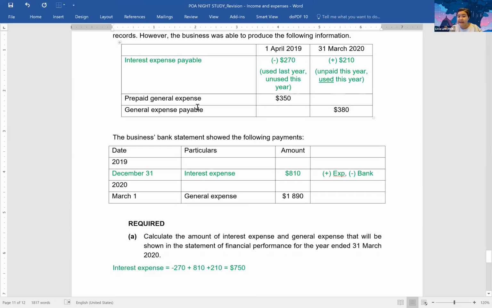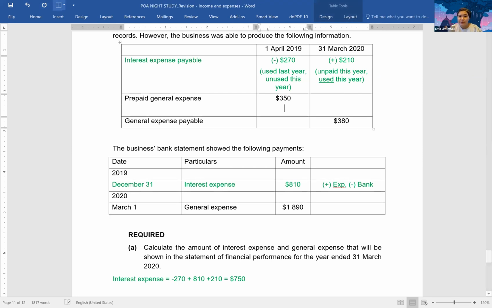Okay, answer is $750. All right. Next thing, prepaid general expenses. When there is a prepaid general expenses, all right? So you see here, now I'm moving on to general expense. On 1st of April, there is a prepaid general expense of $350.